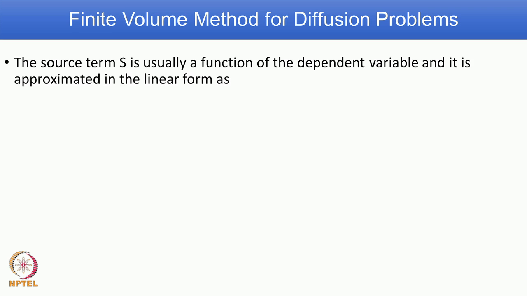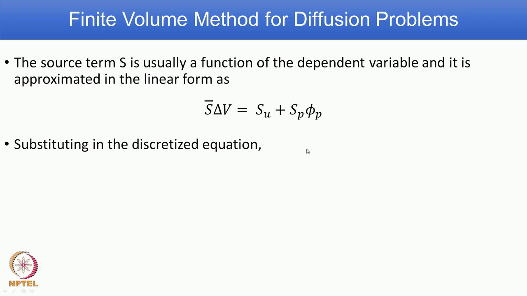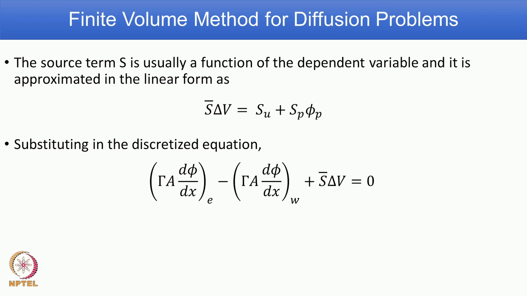Now, the source term is usually a function of a dependent variable. In this case, it is phi itself, and it is approximated in the linear form as source term average multiplied by delta V equal to S u plus S p phi p, where S u is a constant value and this is a linear variation. We have seen individual details, now we have to substitute in the discretized equation.